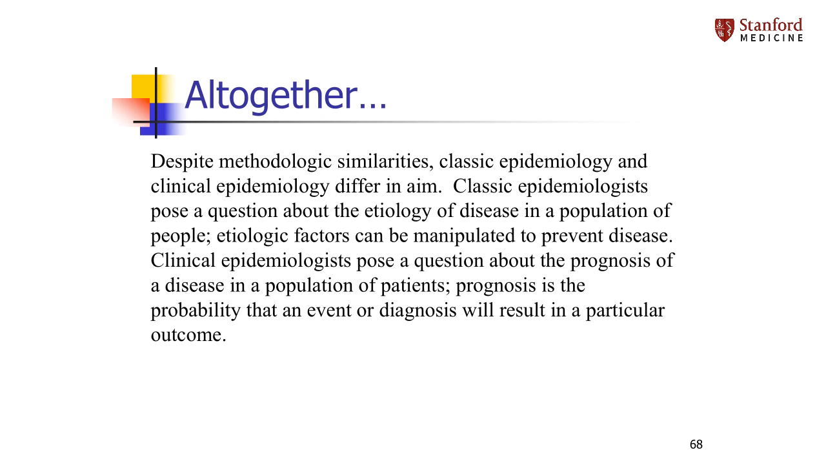So altogether, you'll notice that I did put in a little definition of etiology. I just slipped it in after a semicolon. So we get, despite methodologic similarities, classic epidemiology and clinical epidemiology differ in aim. Classic epidemiologists pose a question about the etiology of disease in a population of people, and here I'm slipping in the definition of etiology. Etiologic factors can be manipulated to prevent disease. Clinical epidemiologists pose a question about the prognosis of a disease in a population of patients. And then I flip in the definition of prognosis. Prognosis is the probability that an event or diagnosis will result in a particular outcome.